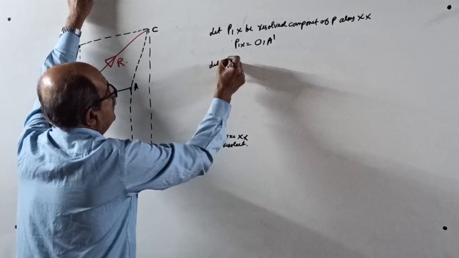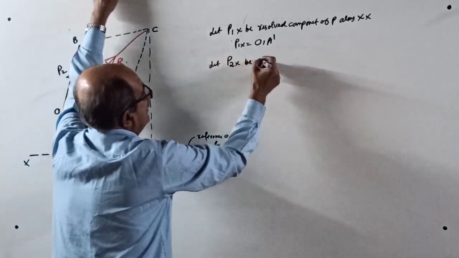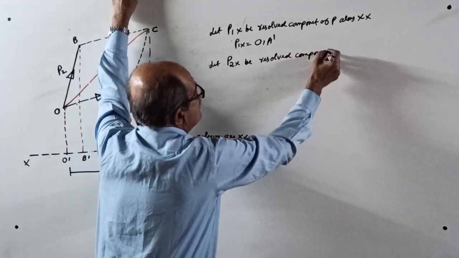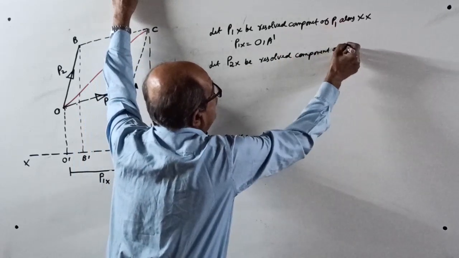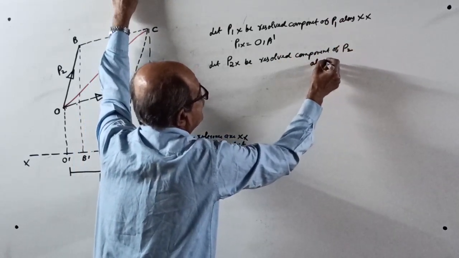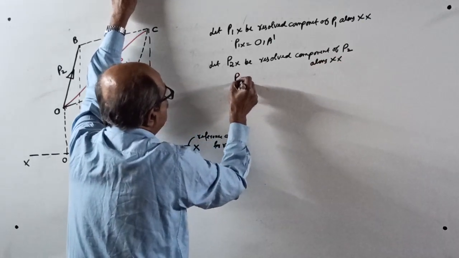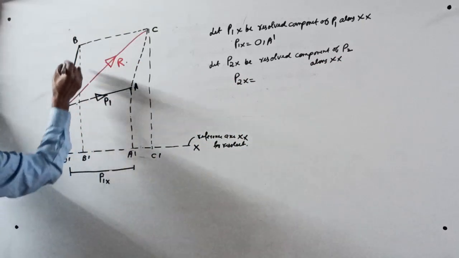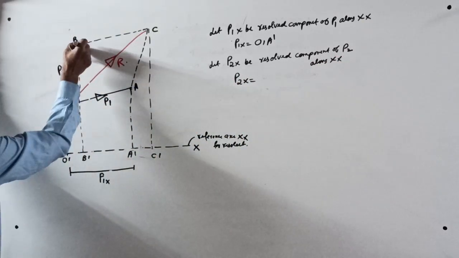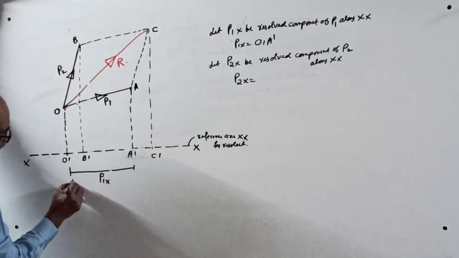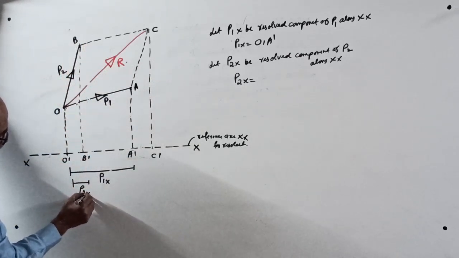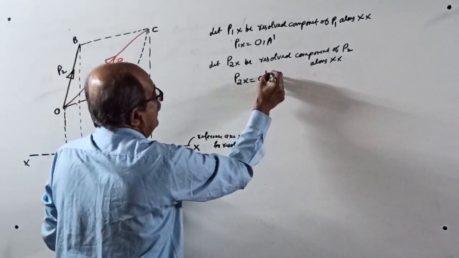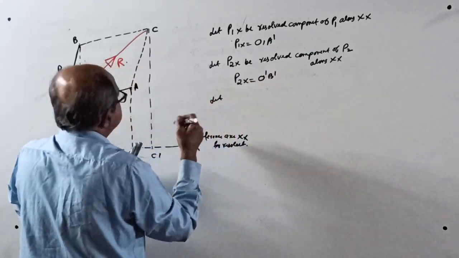Next, let P2x be the resolved component of P2 along the x-axis. P2x equal to, see here, your force P2 is here, starts from O to B, project here. So this is your P2x. P2x equal to O dash B dash.